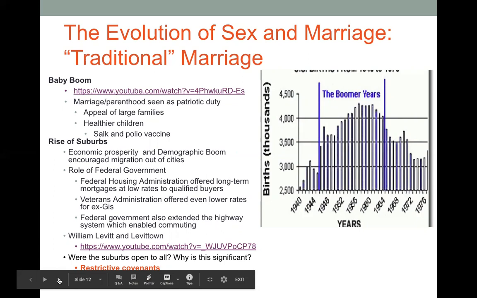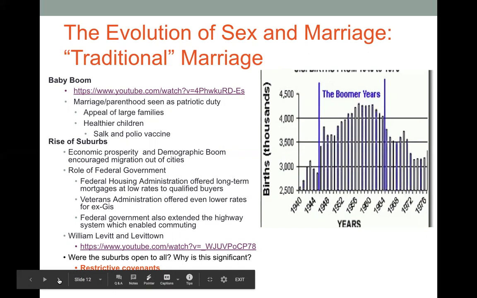Children are healthier, so there's a decrease in infant mortality. The Salk polio vaccine is discovered and disseminated during this time period. So you have healthier children. And then, of course, for America at least, after World War II, we are in this financial boom, this golden period. So people are like, it's a great time to have as many kids as we can afford. And with the government pushing family wage and breadwinner policies, people are like, hey, we can afford to have a lot of children.